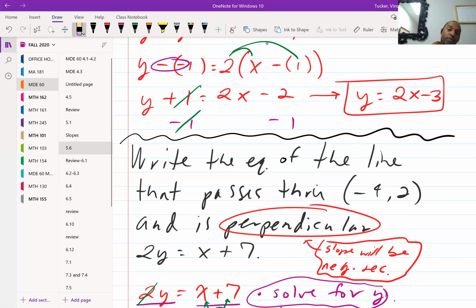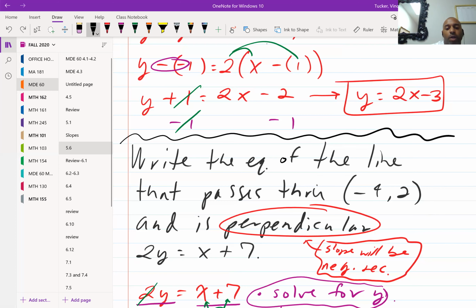All right, so before we were looking at parallel. Two lines that are parallel, remember, are going to have the same slope. If we have lines that are perpendicular, the slopes will be negative reciprocals of each other. So that's why I want to remind you right there, that slope will be the negative reciprocal.